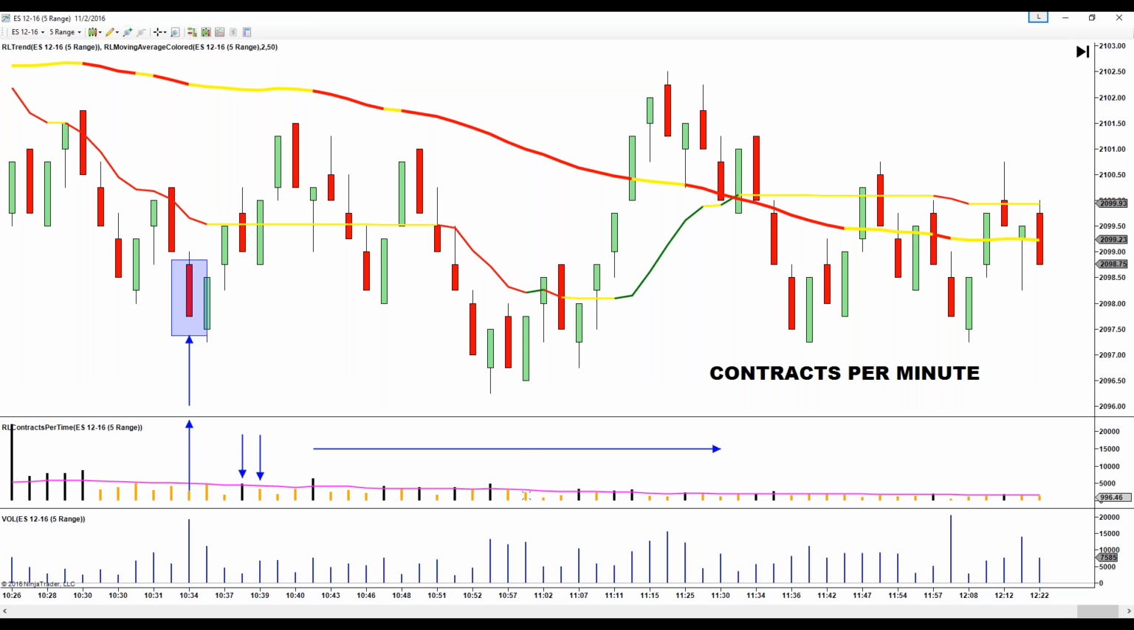Or you want to see volume at least above this moving average, which is a 15 candle look back. Every time you get a candle which has volume above average, the line goes black. So just with a glance, you can see how many candles are crossing per minute that are trading above average volume.